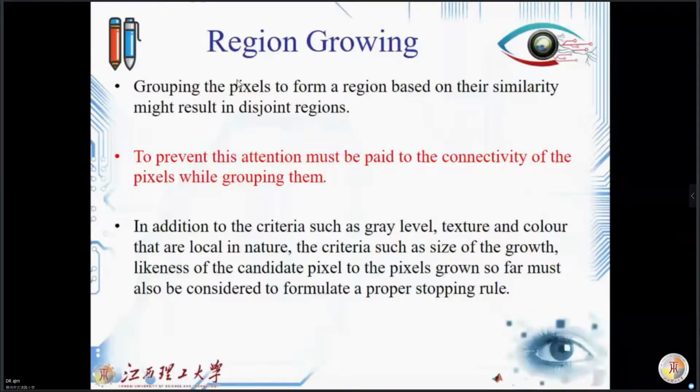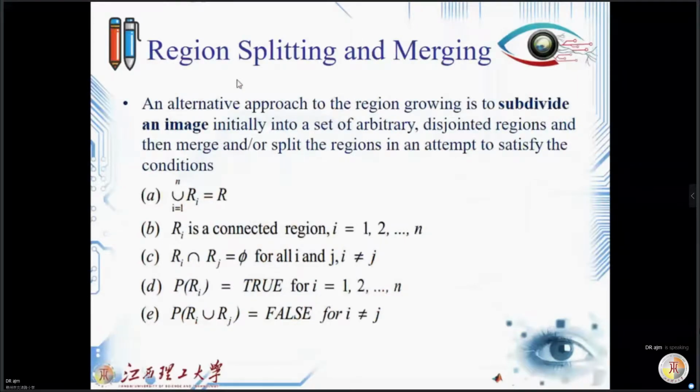One more part that we have is region splitting and merging, which is an alternative approach to region growing. It subdivides an image initially into a set of arbitrary, disjoint regions, and then merges and/or splits the regions in an attempt to satisfy again these conditions.